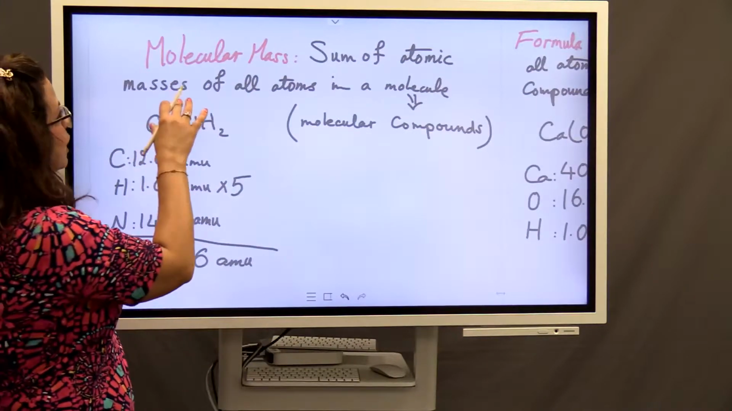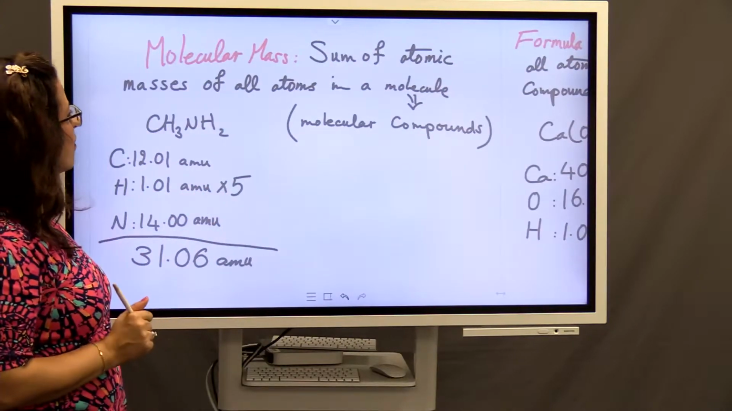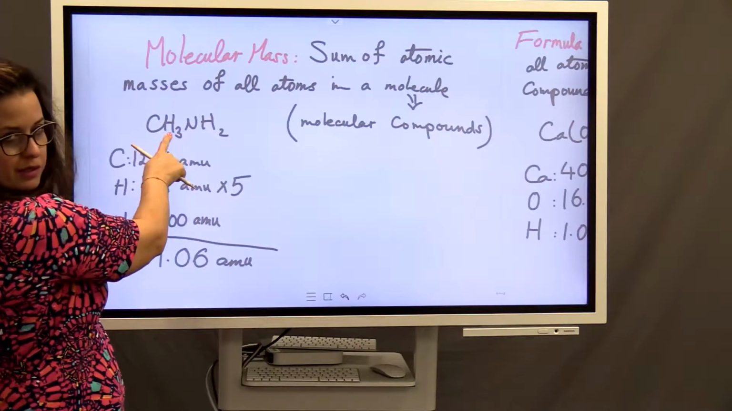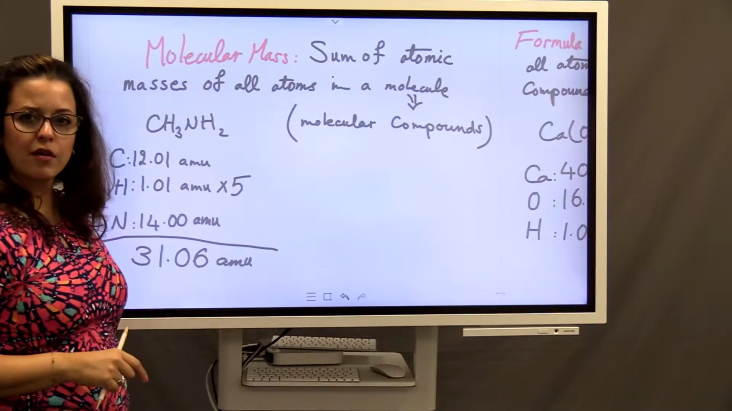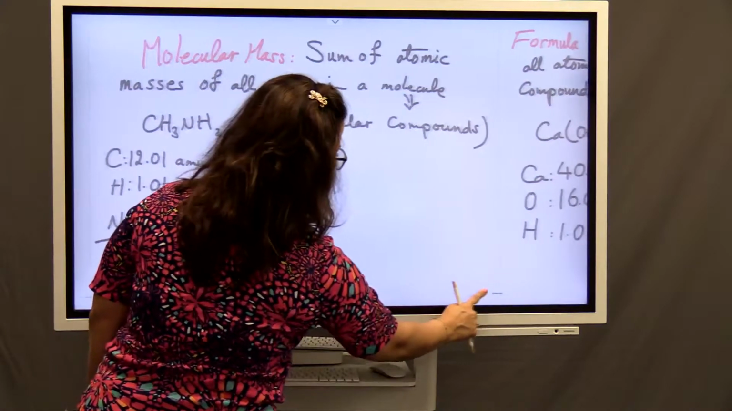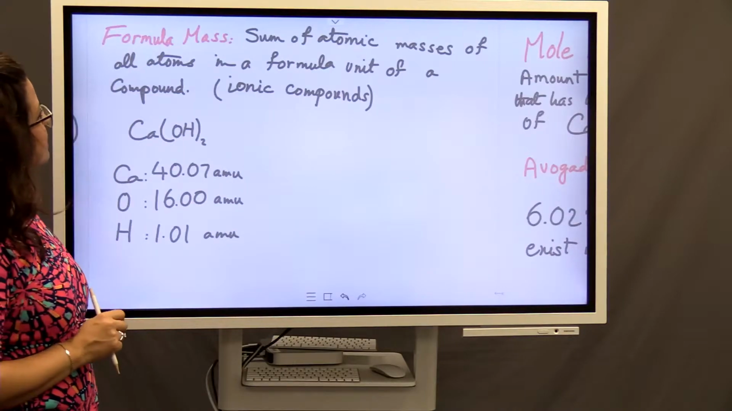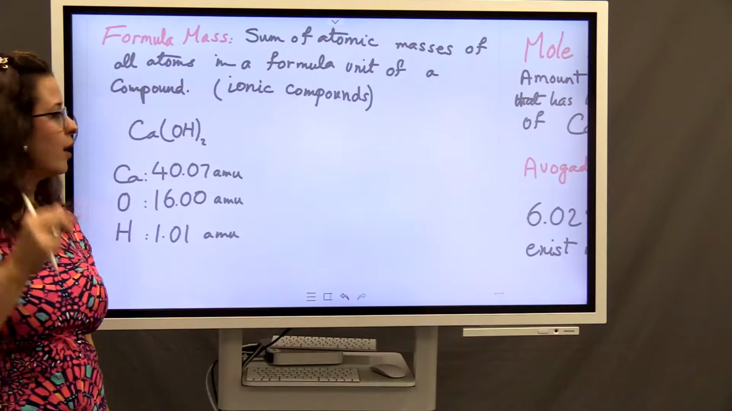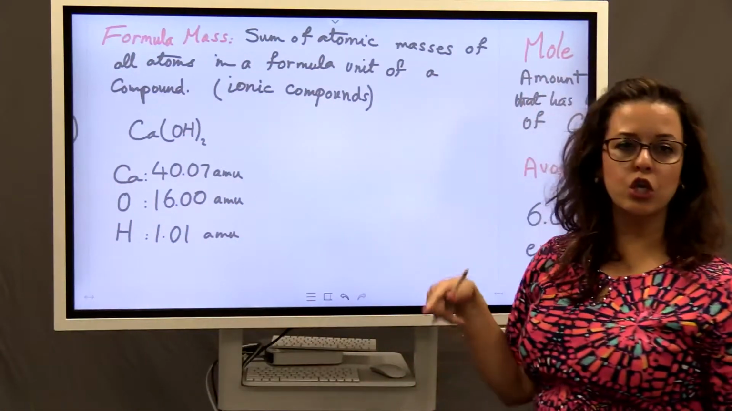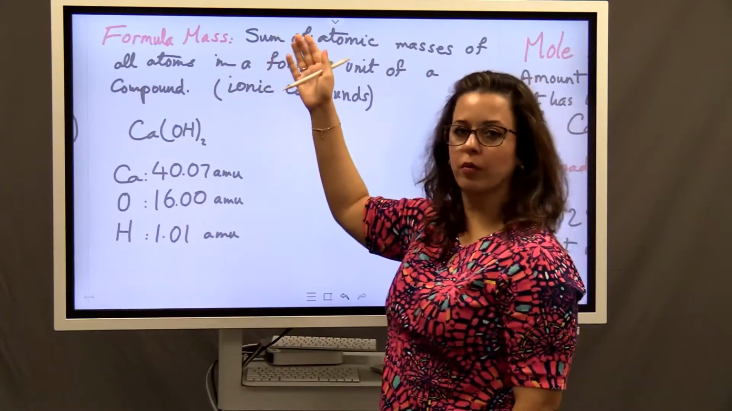So one more time, molecular mass is for molecular compounds when we have all nonmetals in the compound, and you just multiply the numbers of the atoms by their atomic masses from the periodic table, and you will find the molecular mass. But what if you have an ionic compound? Its mass is called formula mass, because for ionic compounds we don't say they have a molecule, we say they have a formula unit. So the mass of a formula unit is called formula mass.